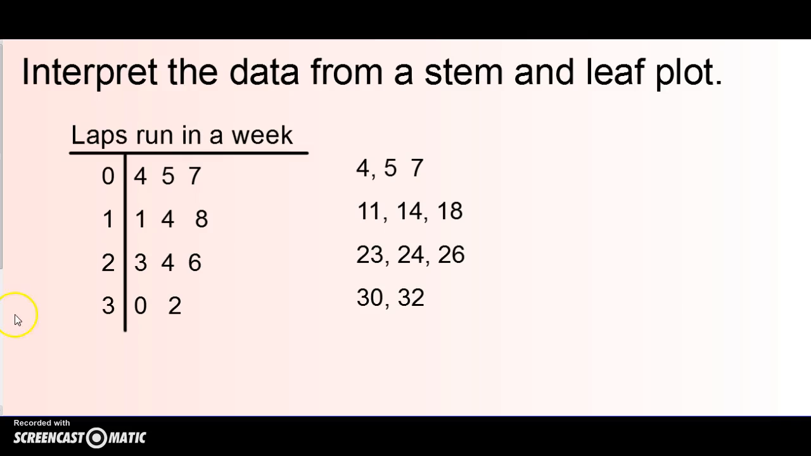And just as a review, know that the first column always represents the tens, and then the column on the right are the ones. So we're really saying 0 tens and 4 ones, or 4, 5, and 7. We would say 1 ten and 1 one is 11. 1 ten and 4 ones is 14. 1 ten and 8 ones is 18. And so on. So here's 23, 24, 26, and 30, and 32.